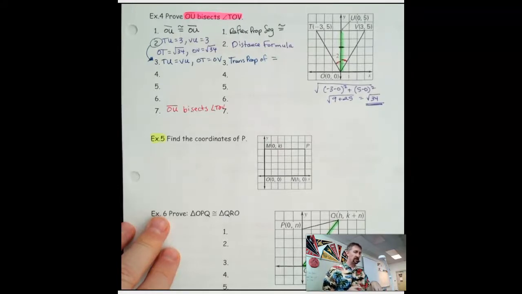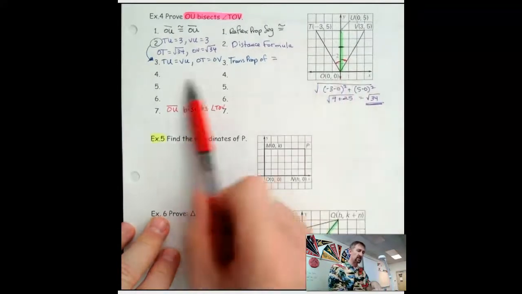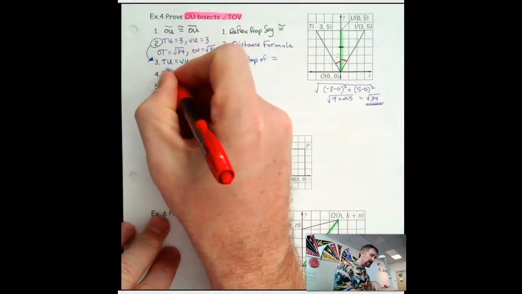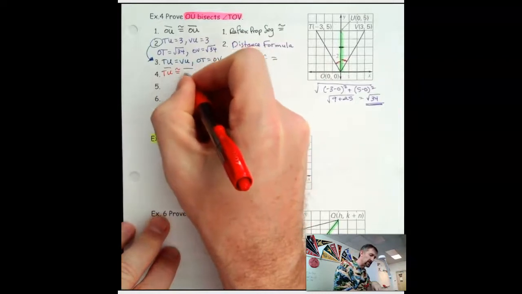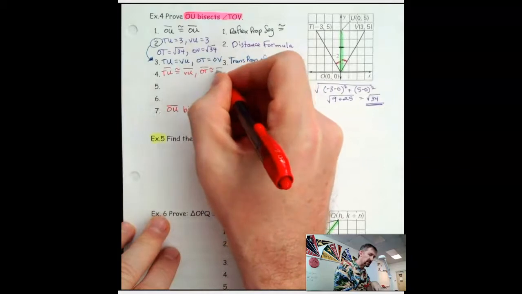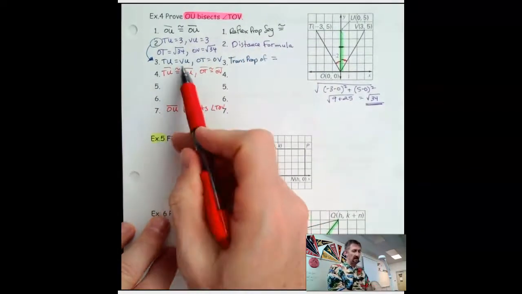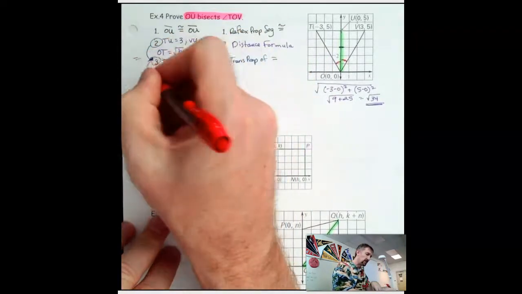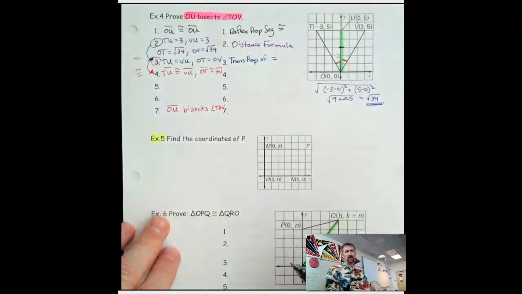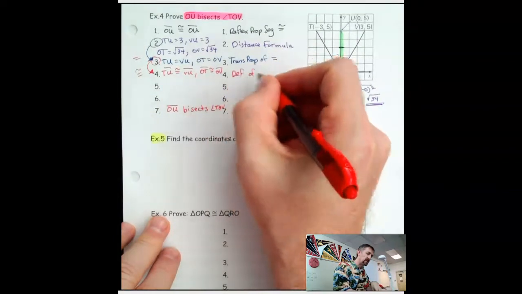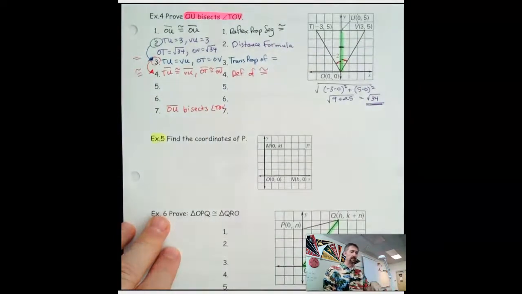Okay, so now what? Well, we're trying to prove triangles are congruent. We want stuff to be congruent. So we're going to say that segment TU is congruent to segment VU. And segment OT is congruent to segment OV. Now, what happened from here to here? We switched from equals to congruence. We've had that several times. So that's the definition of congruent.